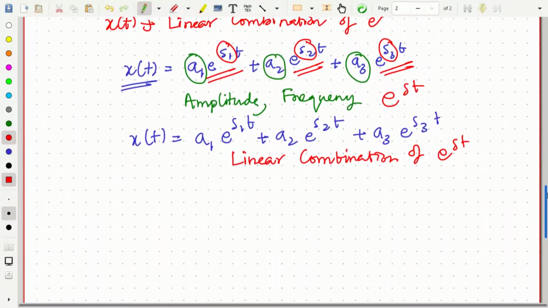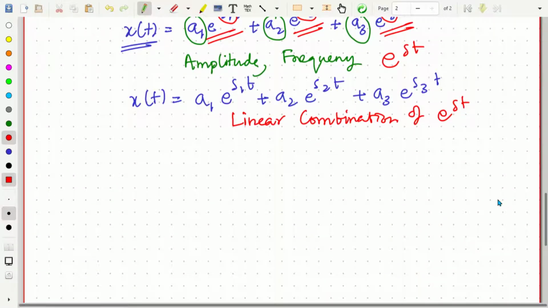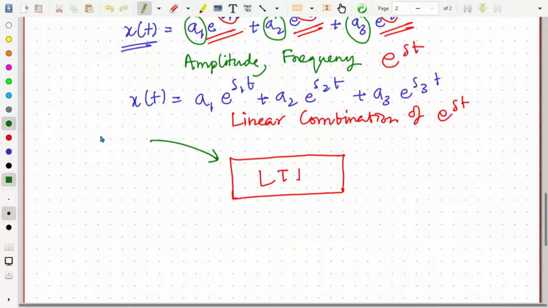Now what is the advantage of doing it like this? We know that our system is an LTI system. So what happens if I give a1 e power s1t to the system? I will get an output. So what is the output? The output will be a1 h of s. What is this h of s?